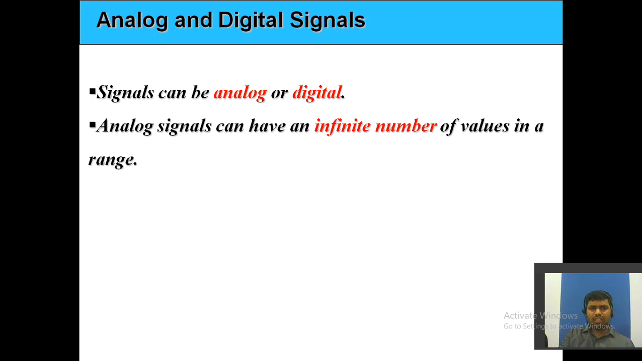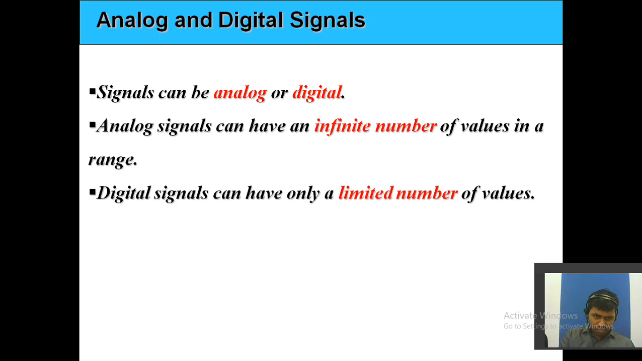The second point is that analog signals can have an infinite number of values in a range. There are no finite numbers, no limit, and no exact value. It is a continuous process. That's why it can produce infinite numbers of values in a particular range. Even within one range, it can produce infinite numbers of values.